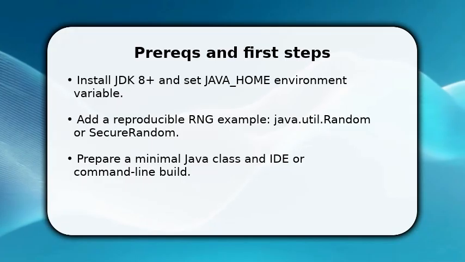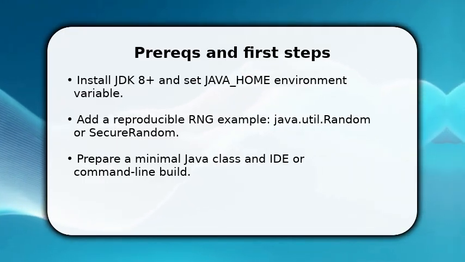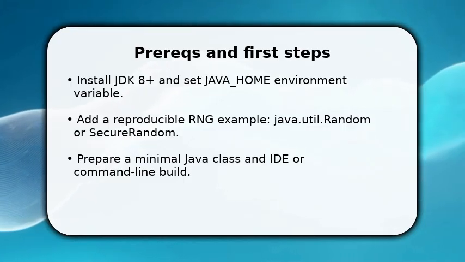You start by confirming prerequisites: JDK installed, Java home set, and a simple Java class ready. First, pick which generator you will inspect: java.util.Random versus SecureRandom, because their internal state differs. Then compile a tiny program that produces several outputs from the same instance so you can observe behavior.